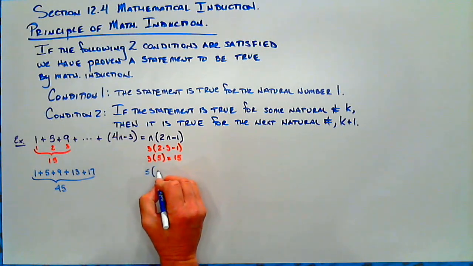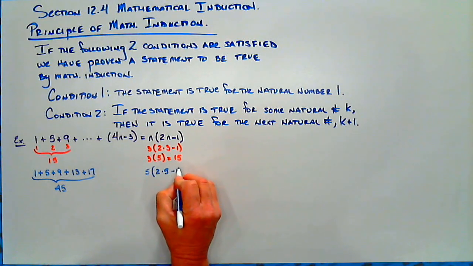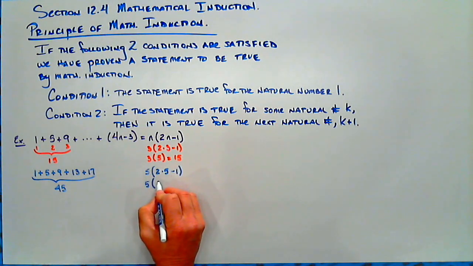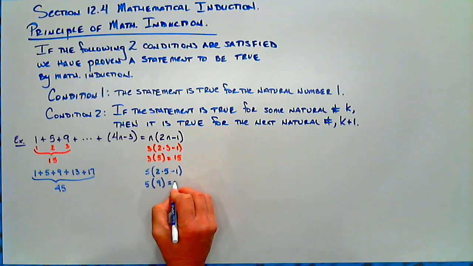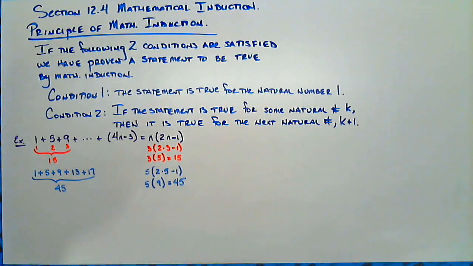So if we try the shortcut formula, n is 5. We get 5 times 2 times 5 minus 1. 2 times 5, of course, is 10. 10 minus 1 is 9. 5 times 9 is 45. So the formula appears to work. The formula looks like it works.